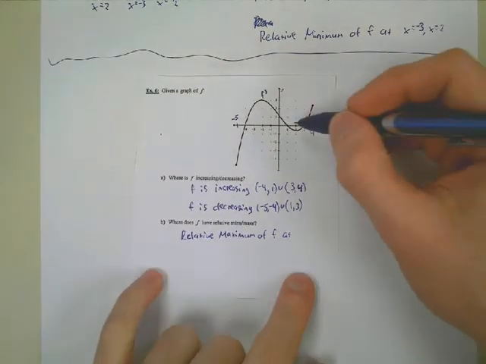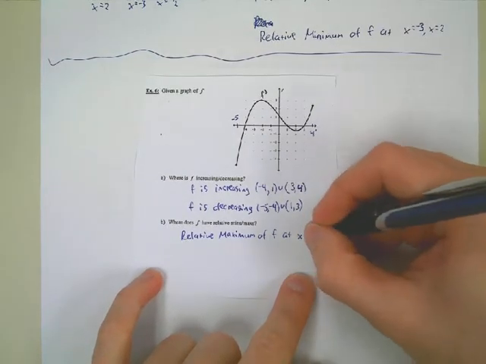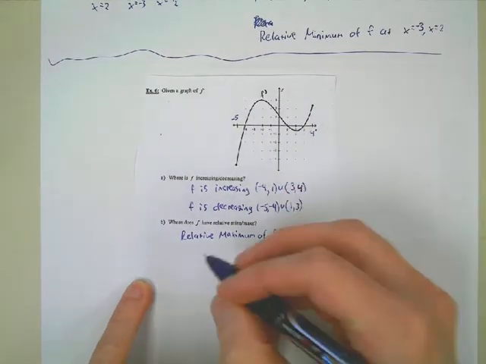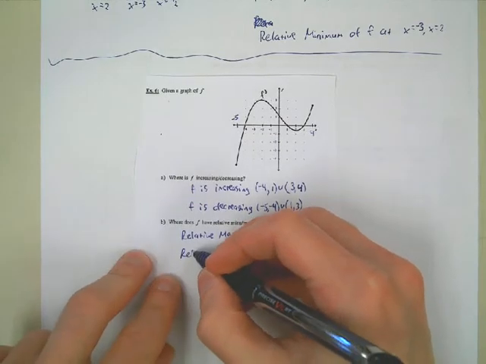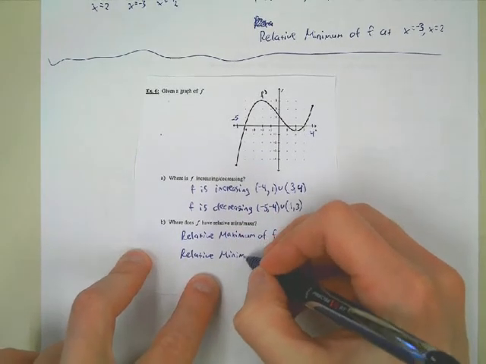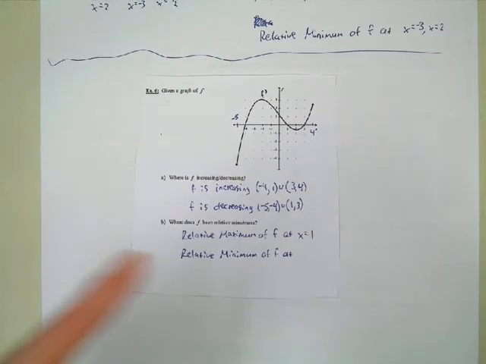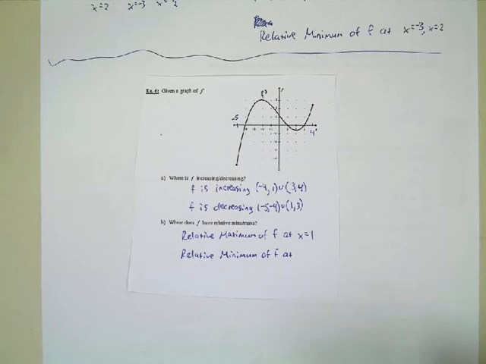Okay? And then where do we have relative minimums of f? That's where the derivative changes from what to what? Negative to positive. And so where do we change from negative to positive? Negative to positive, -4. Negative to positive at 3.